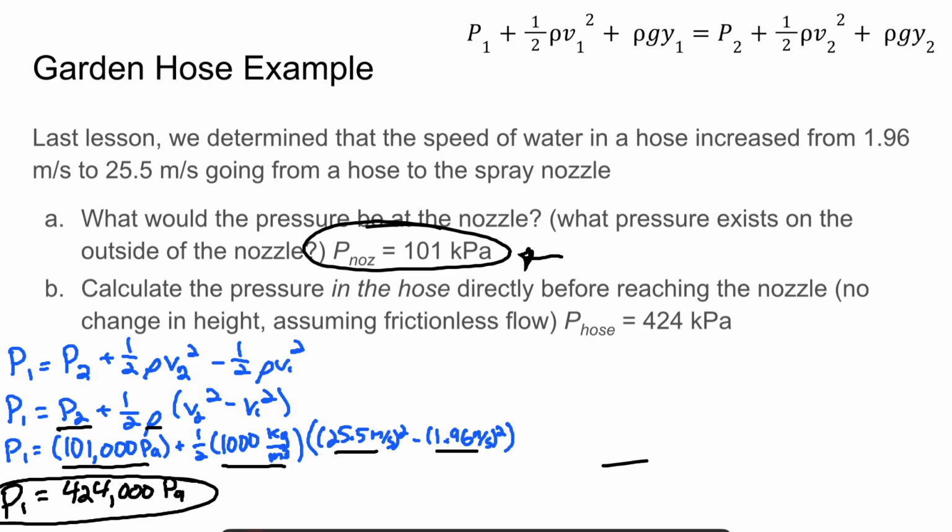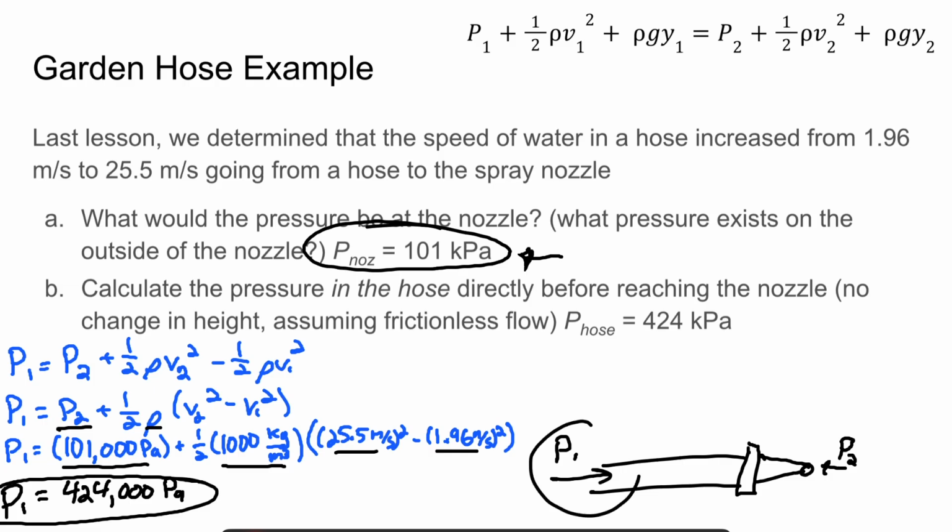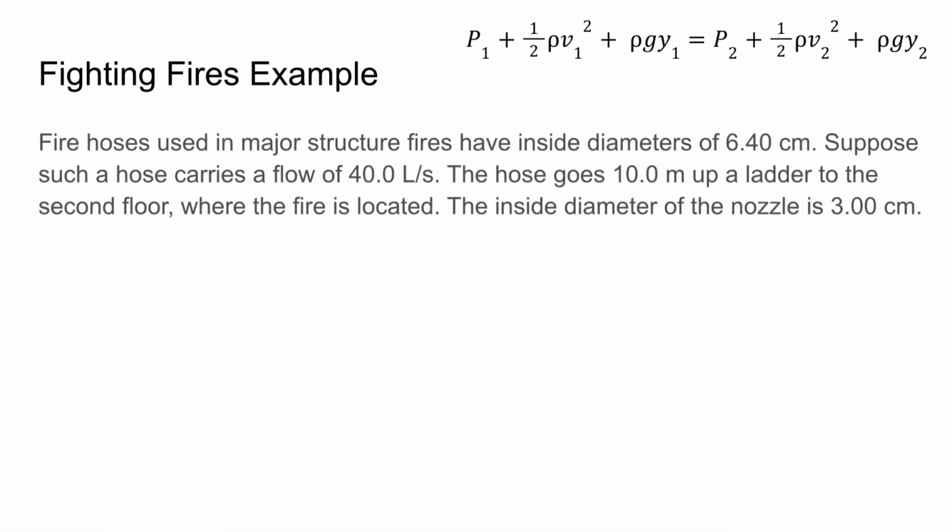Which means that if we draw that hose again, the pressure over here, P1, is larger than the pressure pushing back on the outside at the nozzle, which makes sense because this pressure should be larger so that ultimately the water is getting pushed through and then out of the hose. Let's step things up a little bit with our next problem.